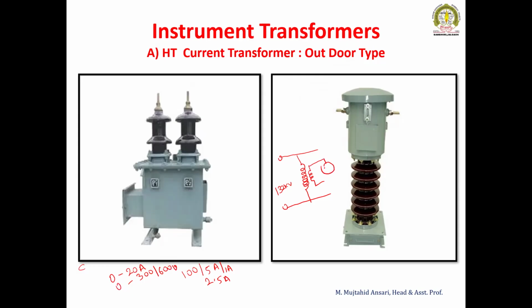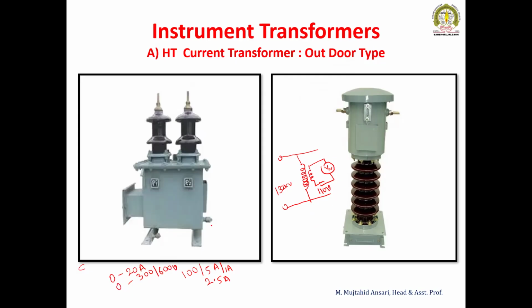This is the AC voltmeter, connected across the secondary. The ratio is 132 kV by 110 volt. This is the standard voltage, so 110 volt across the secondary. This lower voltage of 110 volt is manageable. We can measure it with the help of ordinary voltmeters, or protective devices can be connected on the secondary side.